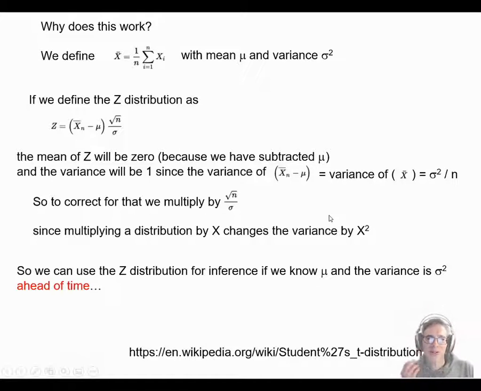So to try and develop some intuitions about why this works, let's go through a little bit of math. This is a little bit involved, but is sort of interesting.